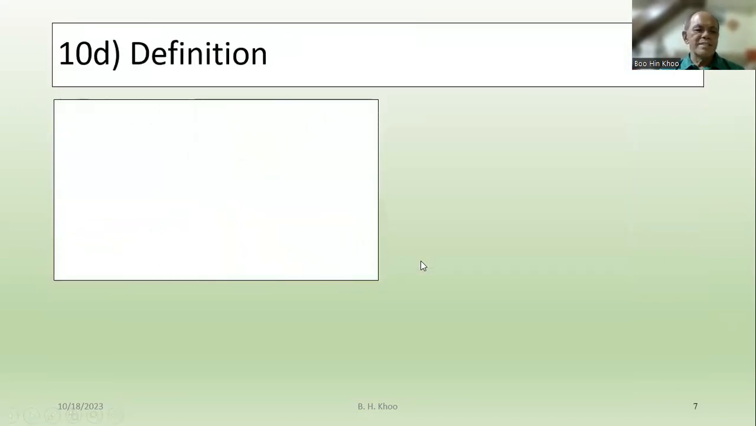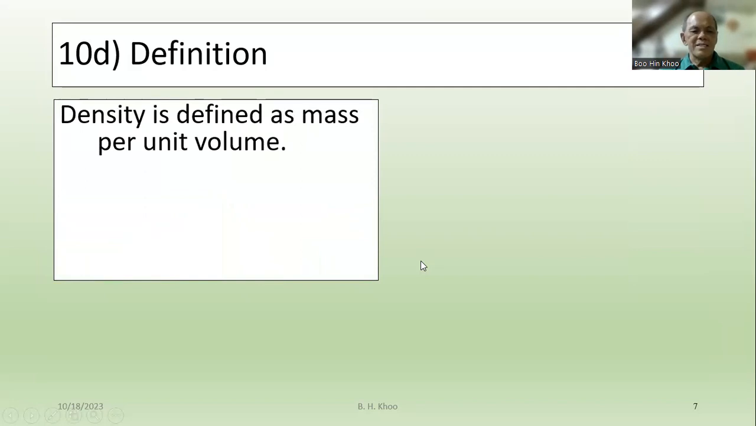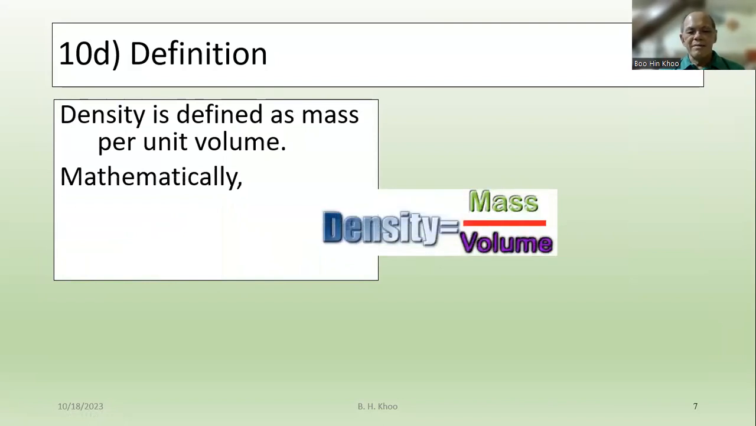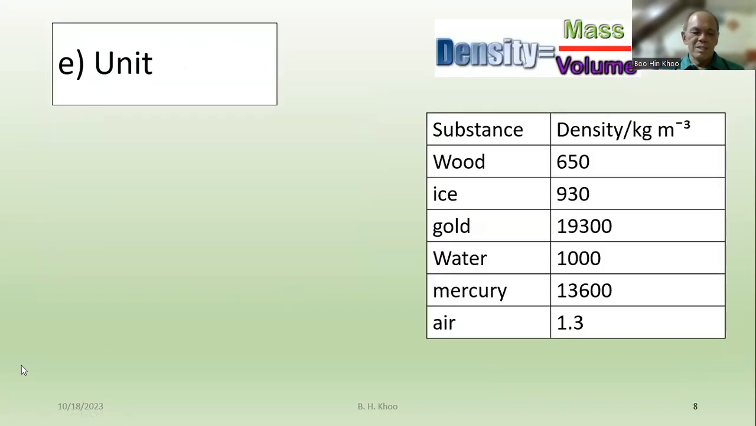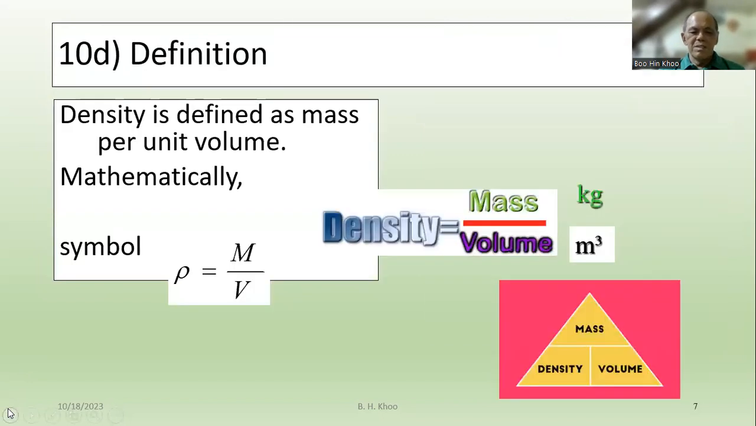Right? So we define density as mass per unit volume. Definition, you have to memorize. Mathematically, mass divided by volume. In symbol form, rho, the Greek alphabet rho, equals m over V. Mass is in kilogram, volume is in meter cubed. So the unit is kilogram meter minus 3.